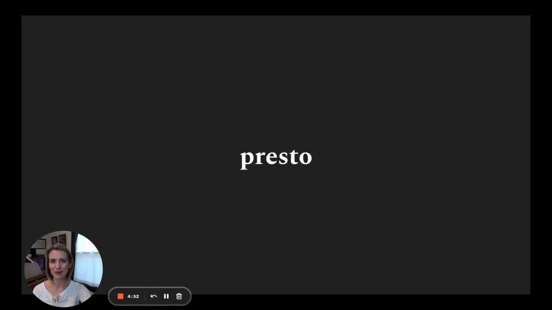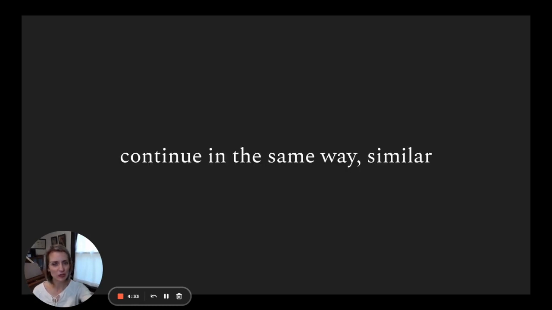Presto is a tempo marking and simply means very fast. Senza means without. You might see this senza pedal, without pedal. Simile means continue on in the same way or to do it similarly.